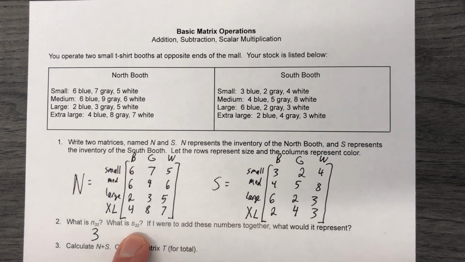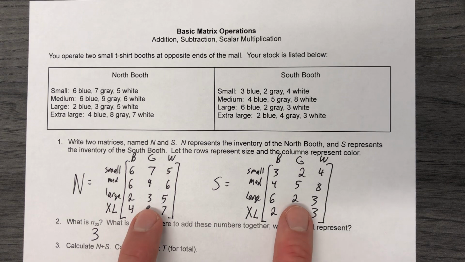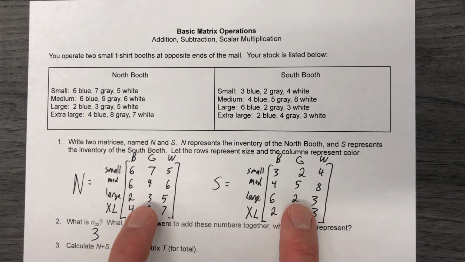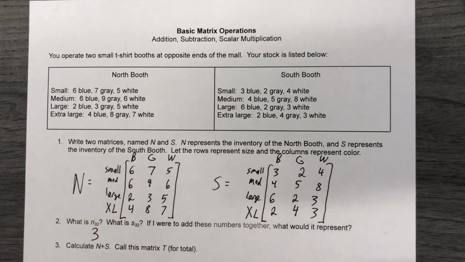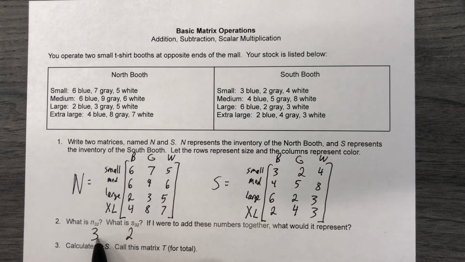Okay, now we're going to deal with this one. South end of the mall, 3-2. Third row, second column. We're in the same location, different number, but we're in the same location, and that's going to become important. That's one of the big ideas of this really short lesson, is that we're going to be adding corresponding parts. So this is going to be 2. N32 is 3. S32 is 2.